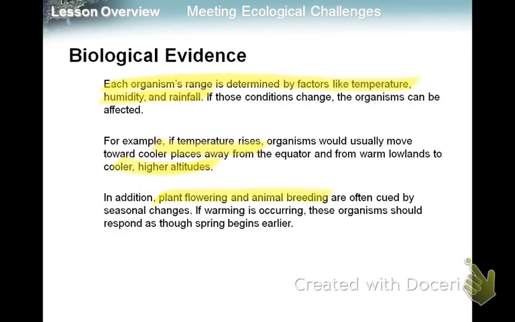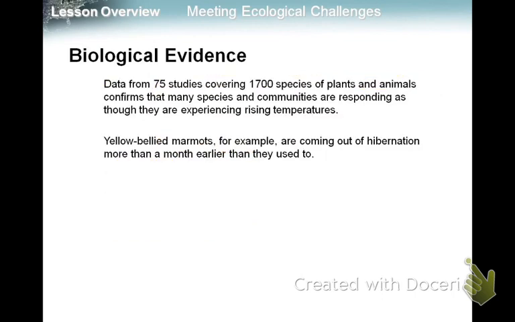Plant flowering, animal breeding are cued by seasonal changes. If warming is occurring, these organisms should respond as though spring begins earlier. 75 studies covering 1,700 species of plants and animals confirms that many species and communities are responding as though they are experiencing rising temperatures. Yellow-bellied marmots, they're rodents, are coming out of hibernation more than a month earlier than they used to.